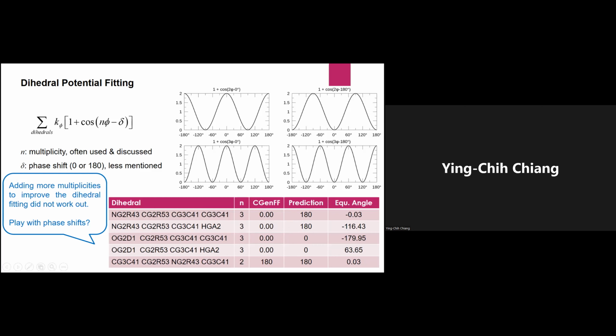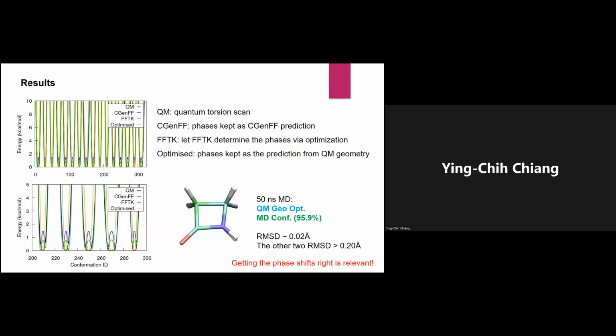This is the way we do it, but usually before this, what people would do is either keep using the CGenFF phase, or let FFTK find it by energy minimization. So we actually tried all the different ways for this one. The first figure shown here is the potential energy scan from the quantum calculation, with the black curves.